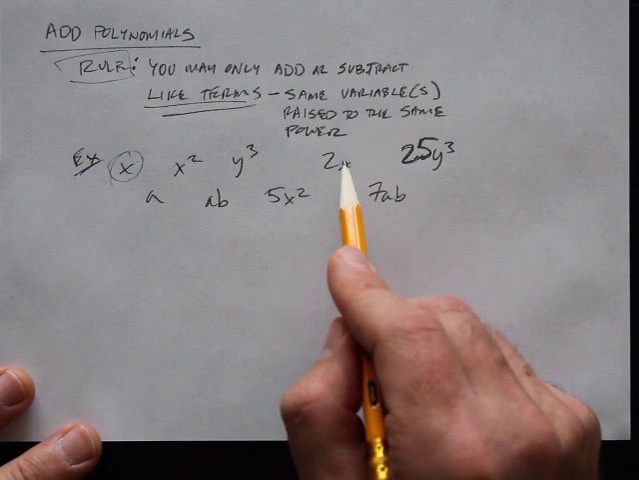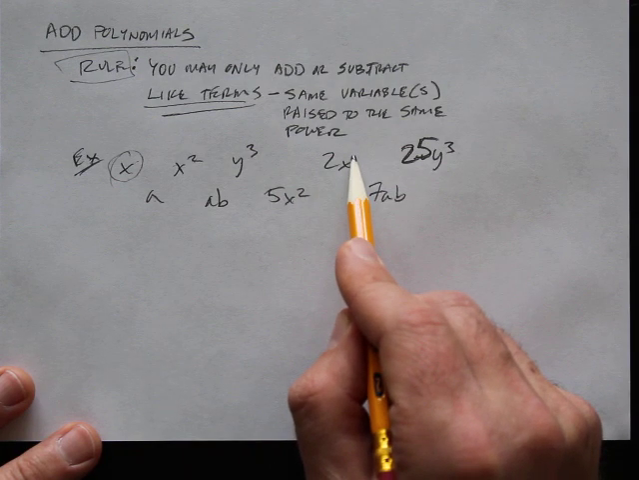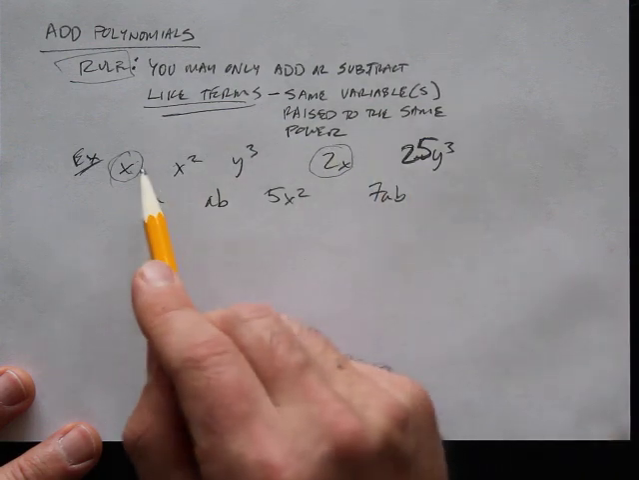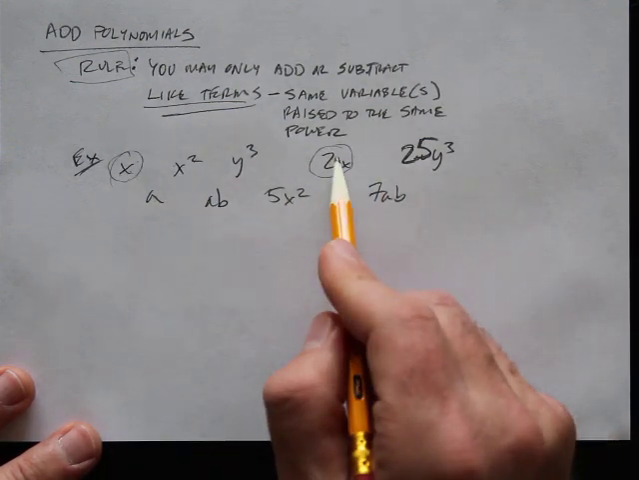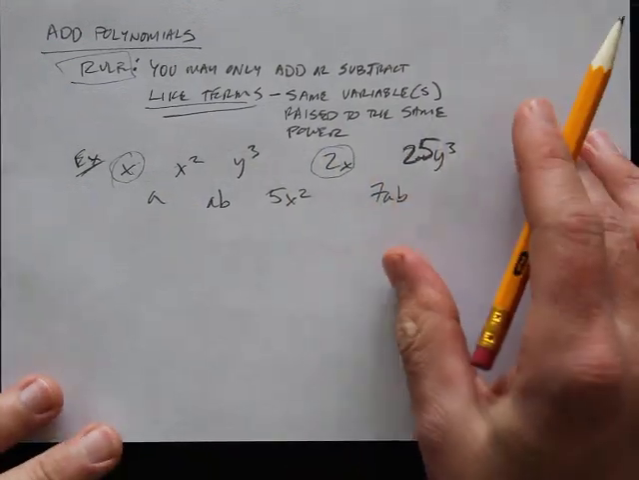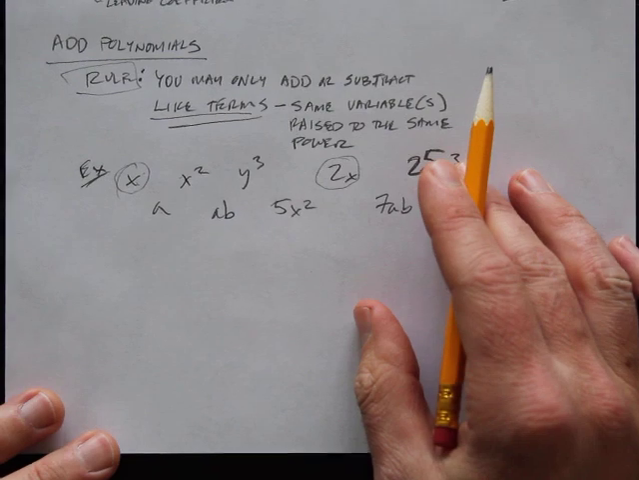I don't want that one. This one has x raised to the power of 1. X raised to the power of 1, x raised to the power of 1. These are like terms. I can add these together. 1x plus 2x is 3x. I can subtract them, whatever I want to do. There aren't any other like terms here for this x.